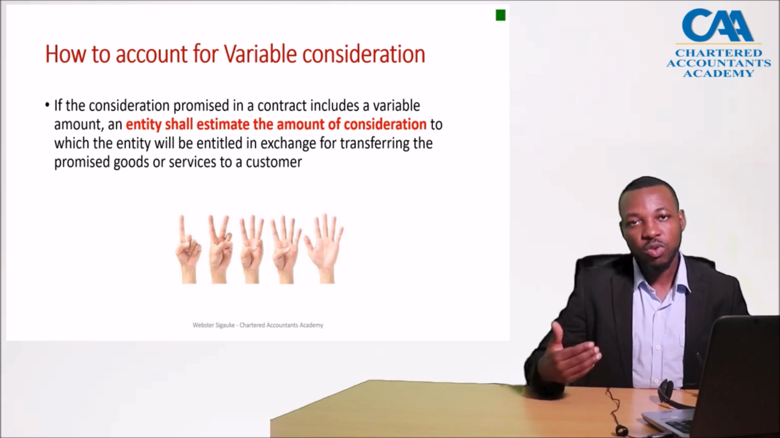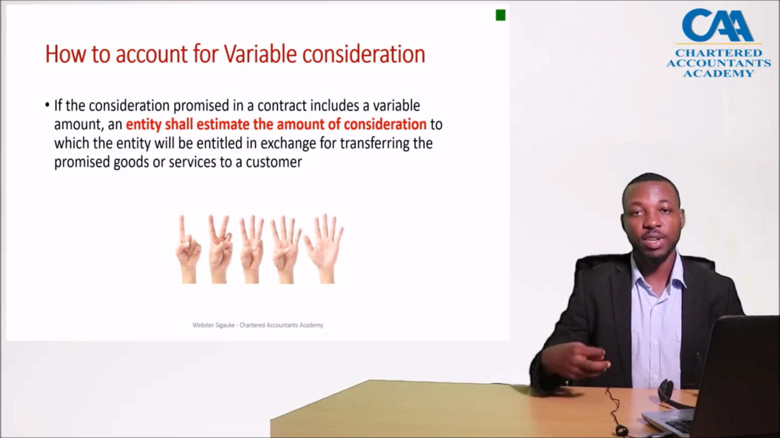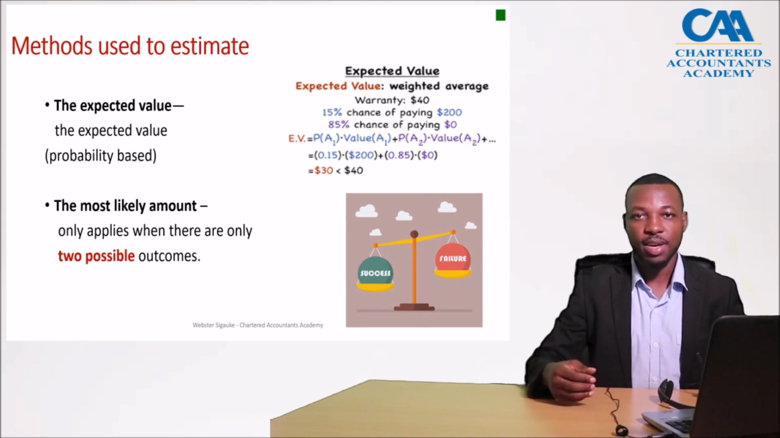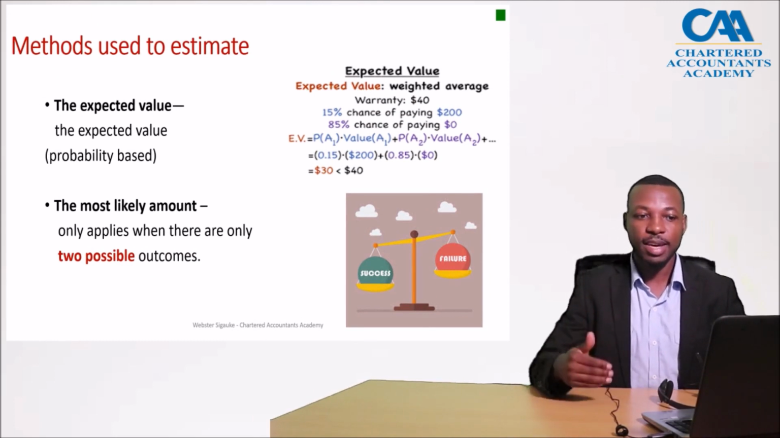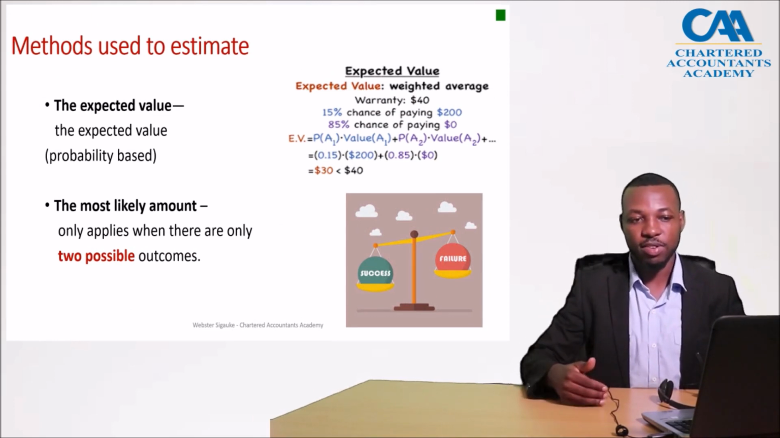So let's talk about the methods of estimating. Since we said you need to estimate the consideration which you do not expect to reverse, how do you estimate? What are the methods that we use for the estimation? There are 2 methods which the standard talks about when you're estimating the consideration.